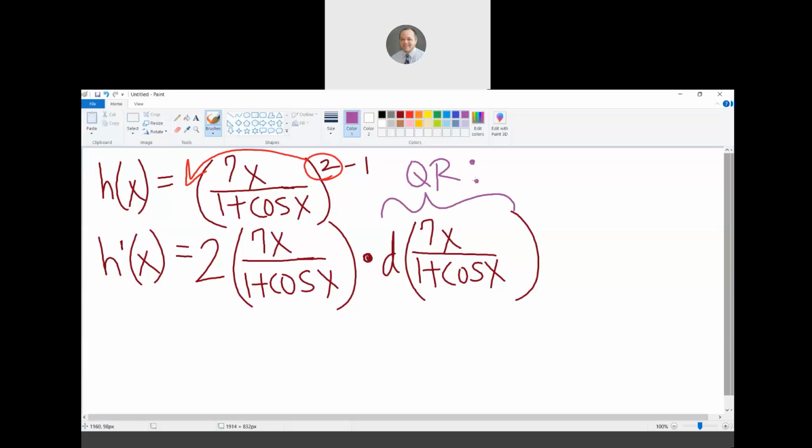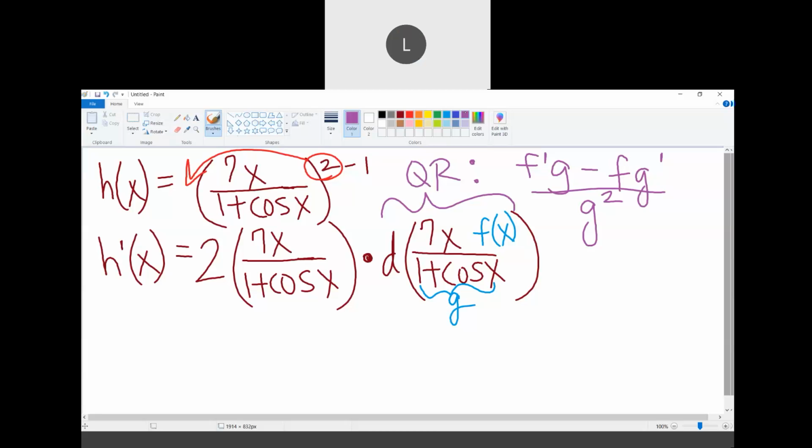Excuse me. So the quotient rule is the derivative of f times g minus f times the derivative of g all over g squared. In which, going back to our fraction, 7x is our f of x, and our denominator is our g of x. Is everybody with me so far? Yes, sir. Okay.